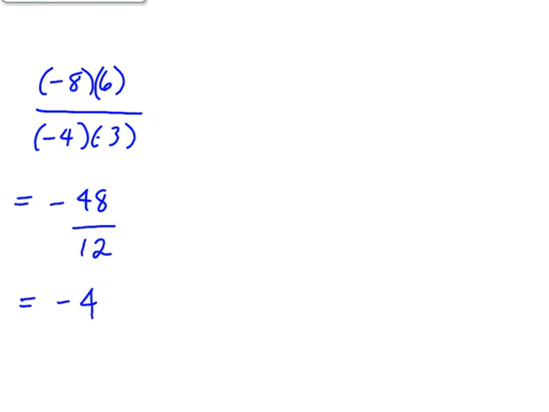I knew that ahead of time, and you should know that ahead of time, because if you count how many negative signs are in the problem, there's 1, 2, 3 negative signs. The way multiplication and division works is when you have an odd number of negative signs, your answer will end up being negative. If you have an even number of negative signs, your answer will end up being positive.